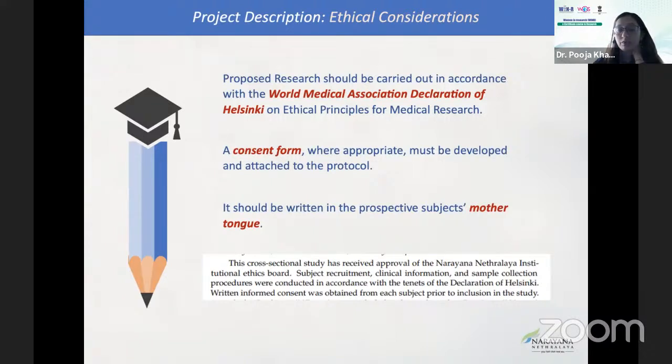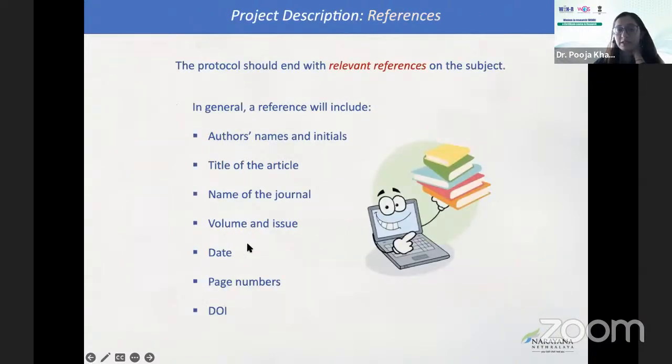And you also need to have a consent form where everything appropriate is mentioned, and it also has to be attached to the protocol, and it should be written in, for example, if you are in Delhi, Hindi, or English. Hindi might be the mother tongue, or if I'm in Karnataka, Kannada is the mother tongue. So whatever research protocol I'm writing and I'm making a consent form for the same, it should be written in a prospective subject's mother tongue. So that has to be taken care of.